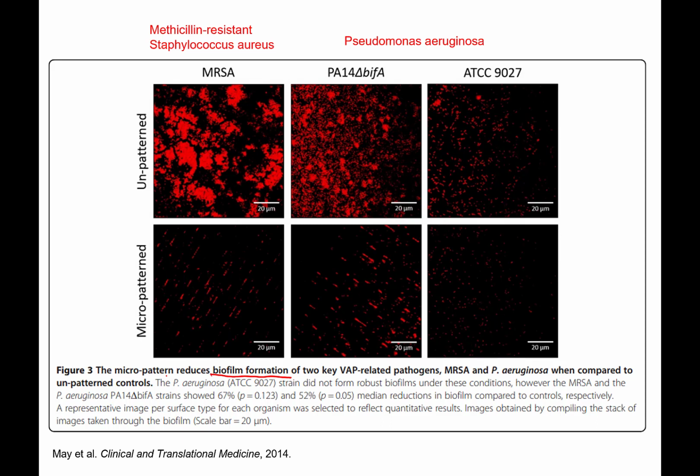The differences between those strains is not important here, but what I do want you to take away is that they're looking at 2 clinically very relevant microbes here. So these were on our list of common offenders. And what we see is up at the top on the unpatterned substrate, there is lots of bacterial adhesion and growth. Whereas on the bottom, on their micropatterned surfaces, it's drastically reduced. So we have reduced adhesion and growth of the bacteria and reduced biofilm formation.